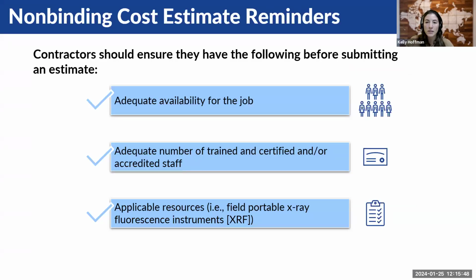And as a reminder, please ensure you have adequate availability, adequate number of trained and credentialed staff, and the resources needed to complete the job. Contractors that do not have adequate availability or resources can choose to reject the non-binding cost and time estimate, as I mentioned.